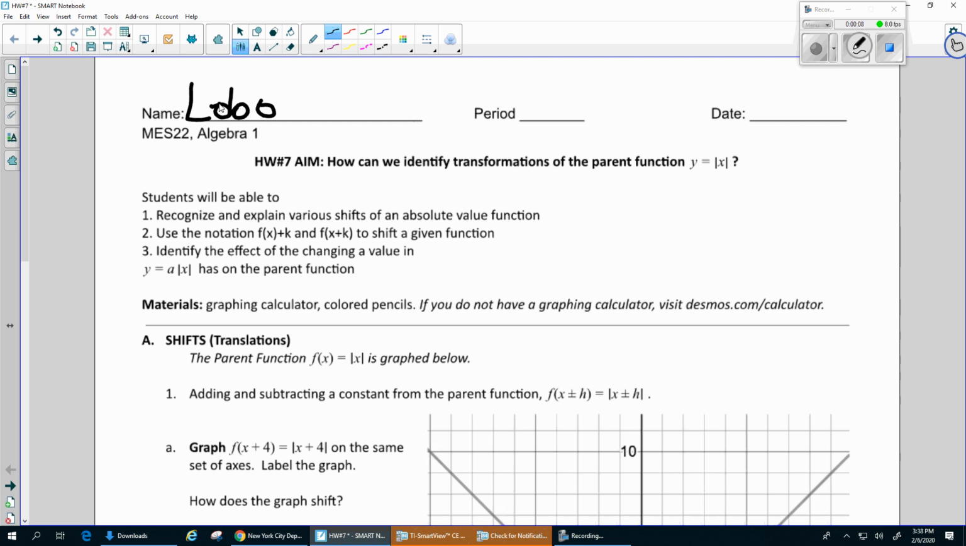Today we're going to be talking about identifying transformations of the parent function of the absolute value of x. So, absolute value. So y is equal to the absolute value of x.